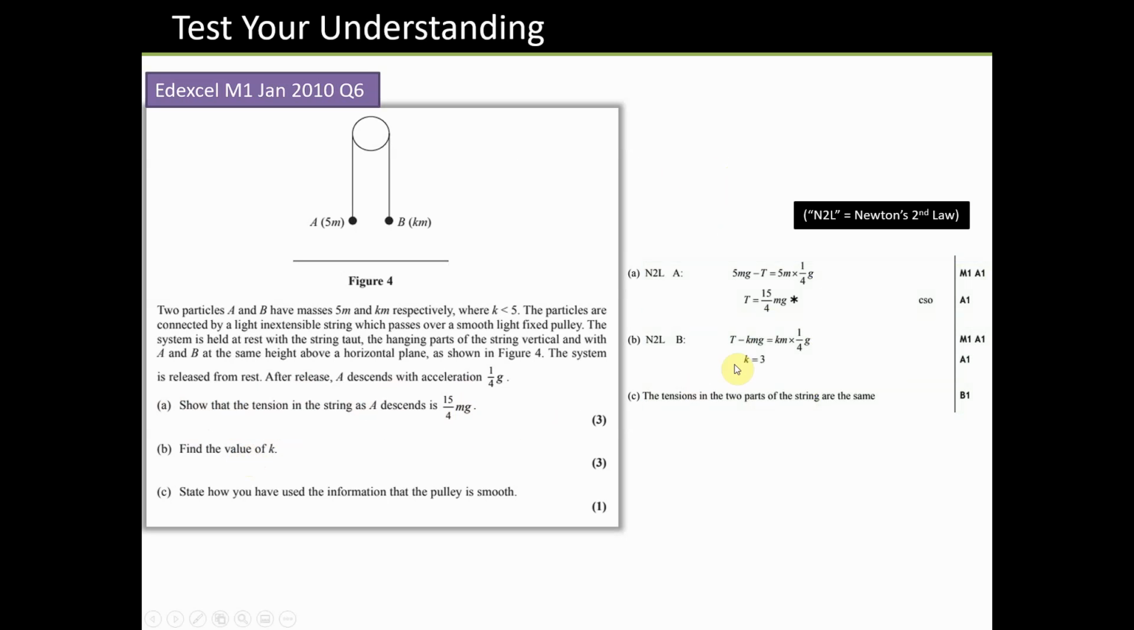And then find the value of k, which is 3, and state how you used the information that the pulley is smooth, or the tension in the two parts of the string is the same. That's how we would use that it was smooth. If you said something about acceleration being the same, etc., that comes from the inextensible string bit, not the pulley is smooth bit.